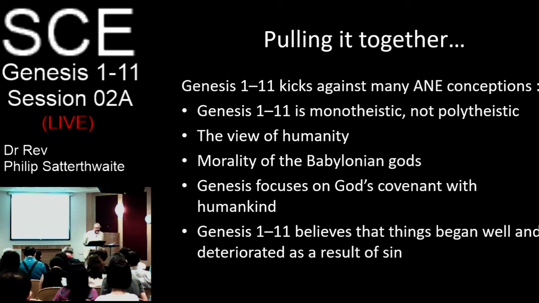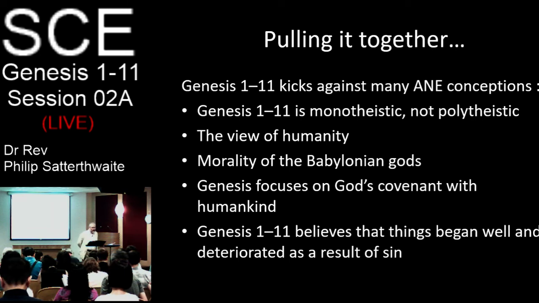Genesis 1 to 11 differs from these other texts in the realm of morality. The Babylonian gods, for example, deceive each other. They send a flood for what seems to be a trivial reason. God sends the flood for a more serious reason, because of human wickedness, and he rescues Noah because of his righteousness. There's a moral quality in the Genesis account, a moral aspect, which is largely absent from the ancient Near Eastern texts. The flood account in Genesis focuses on God's covenant with humankind. Again, that's not a theme found in the ancient Near Eastern texts.